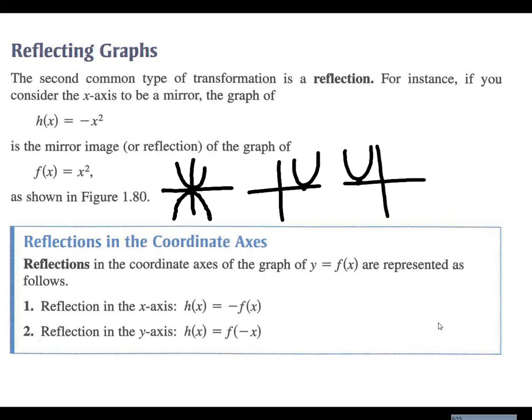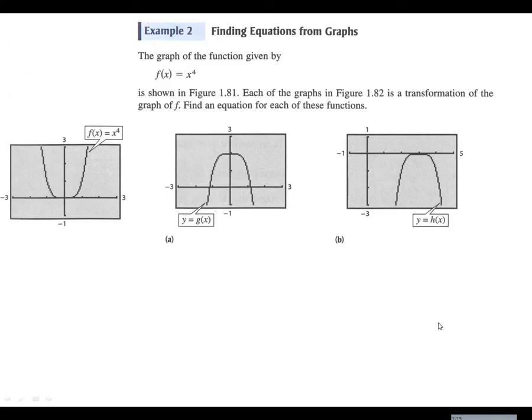If we're reflected in the x-axis, we'll have a negative out front. This is a vertical flip-flop, so we're flipping over the x-axis. We're mirroring on the x. And if we have the negative inside, then we're going to be reflecting in the y-axis. This is those even functions where we have something like that. We'll mirror it on the other side of the y-axis. So let's take a look at a couple of examples here.